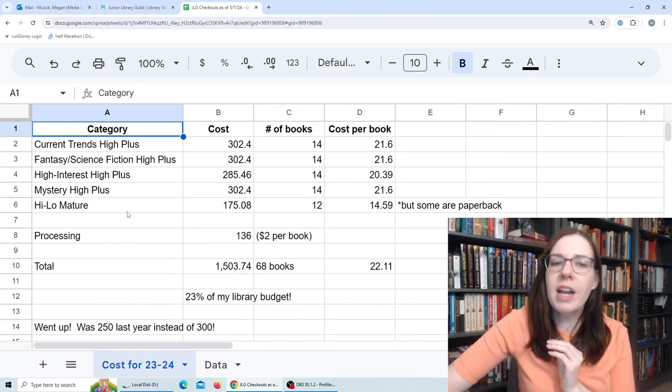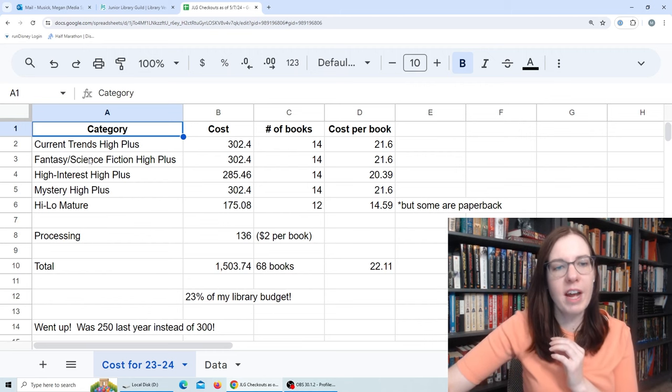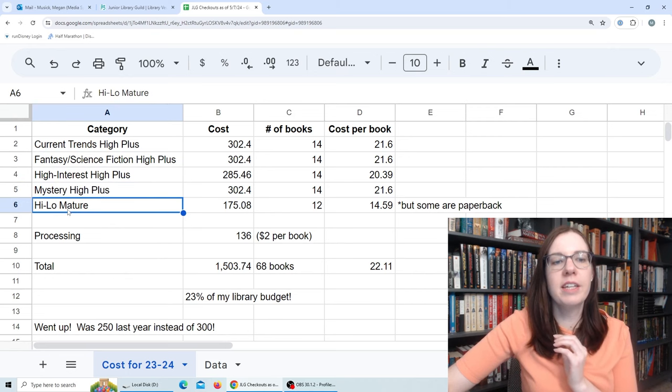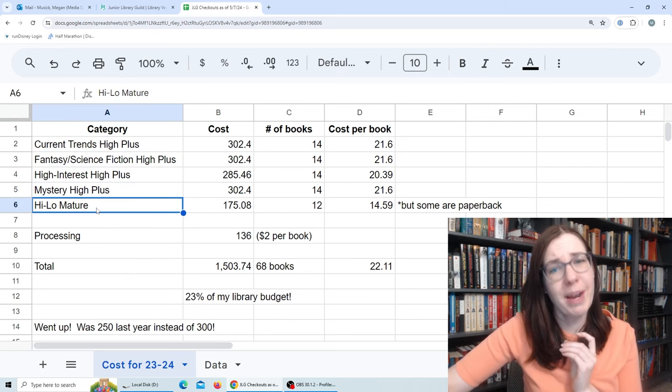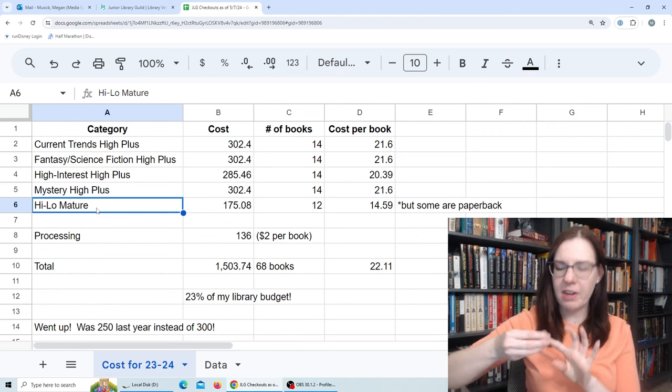And then I was like, you know what? I have enough money. I'll do five categories. So the past 2 years, I've subscribed to these five categories: current trends, sci-fi fantasy, high interest, mature, and then these high low books, which a lot of times are paperback, the only bad thing.